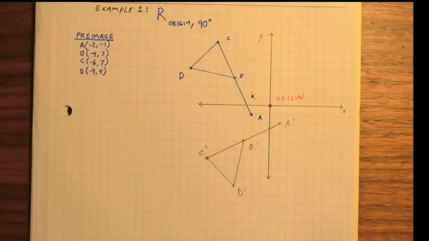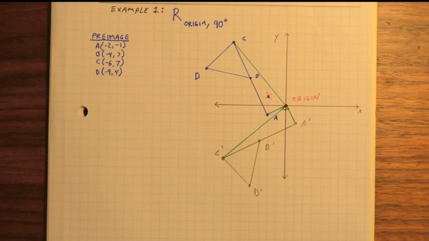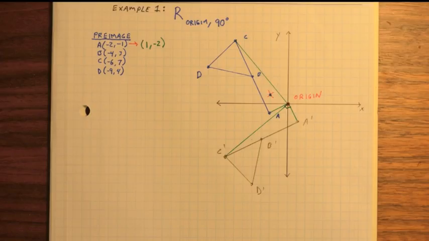So now we see that A, well, you can see A is kind of perpendicular to its pre-image A. A is mapped to A prime, which is 1, -2. B maps to -3, -4. C maps to -7, -6. And D maps to -4, -9.